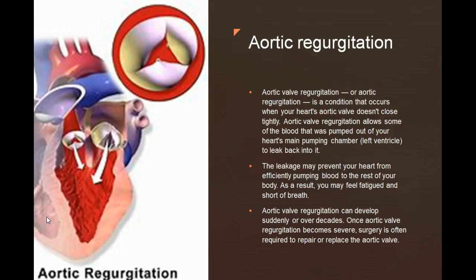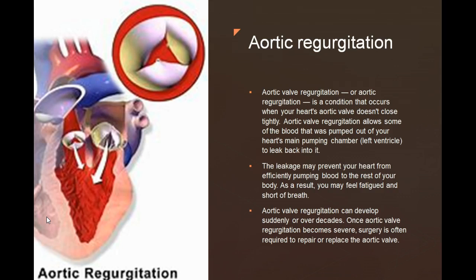Aortic regurgitation, just like the other valve regurgitations we've talked about, is a condition that occurs when the heart's aortic valve doesn't close tightly. So with the regurgitation in the aortic valve, it allows some of the blood that was pumped out of the heart's main pumping chamber, the left ventricle, to leak back into it. So instead of going up through the aorta after it's pumped out into the rest of your body, it leaks back down into the left ventricle.